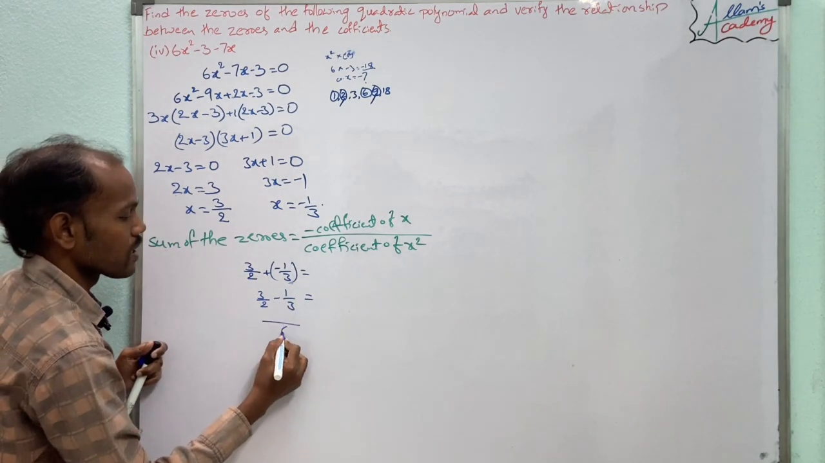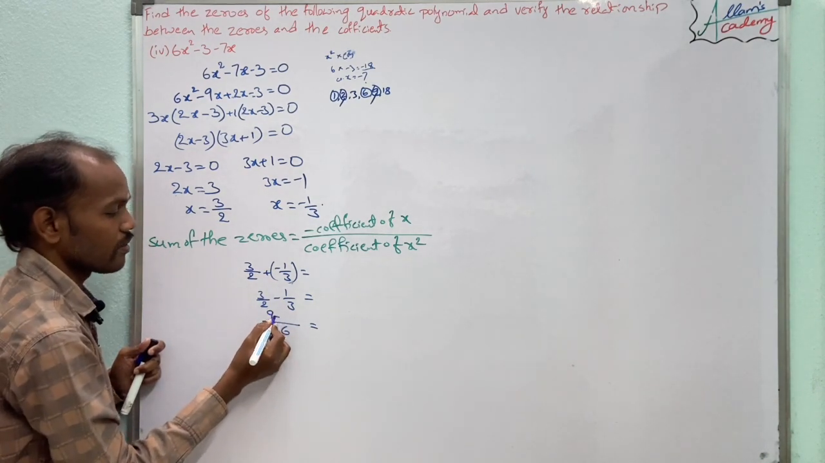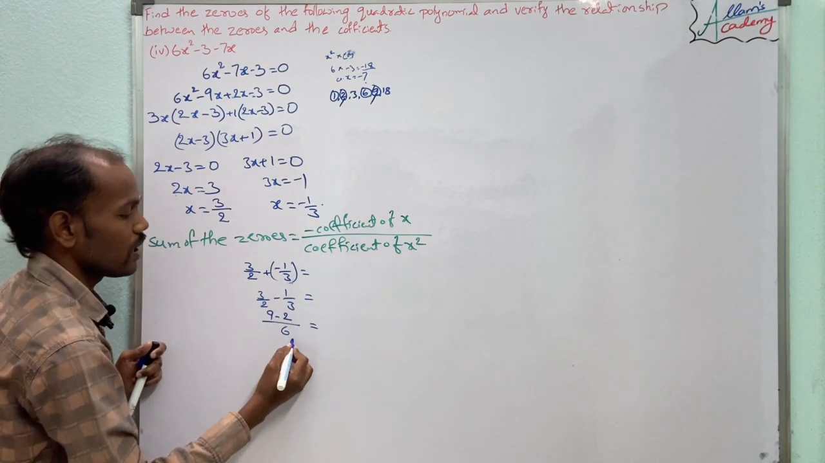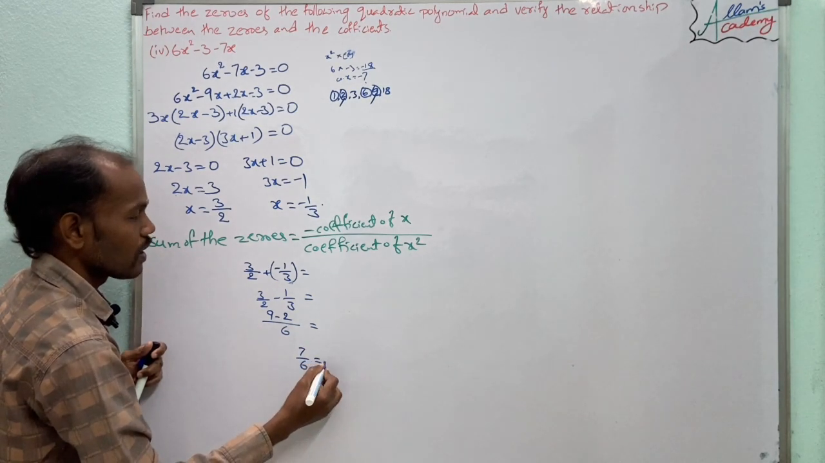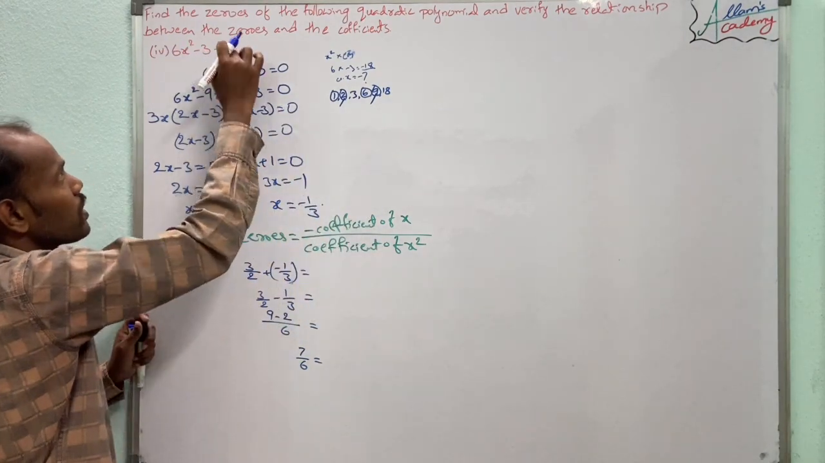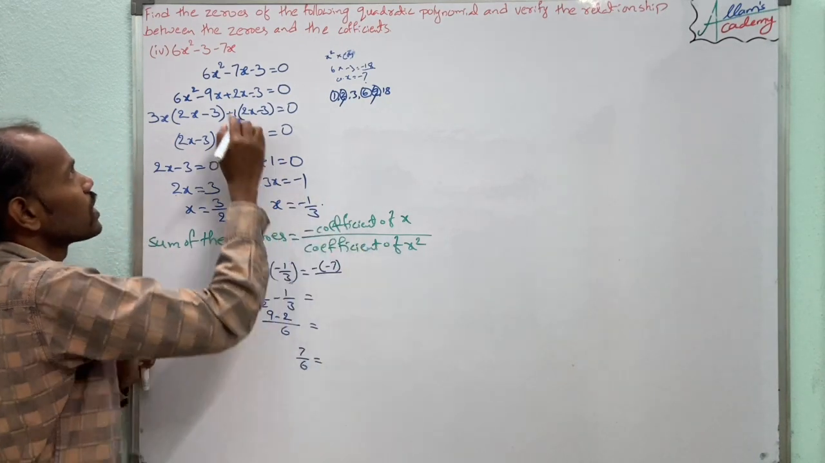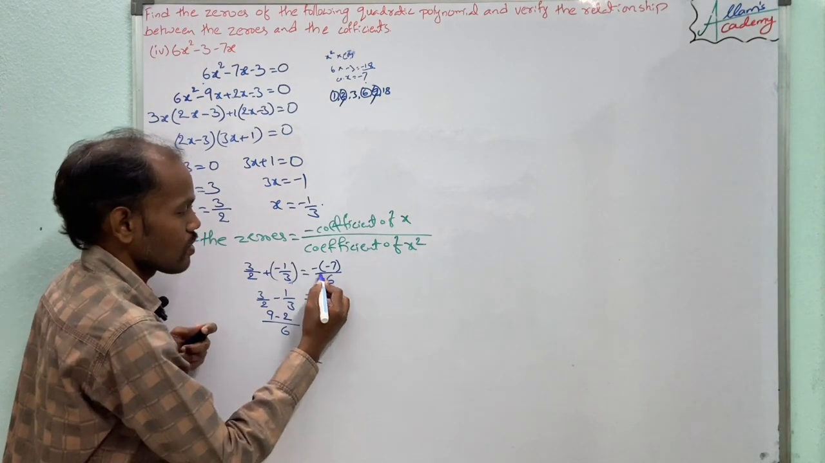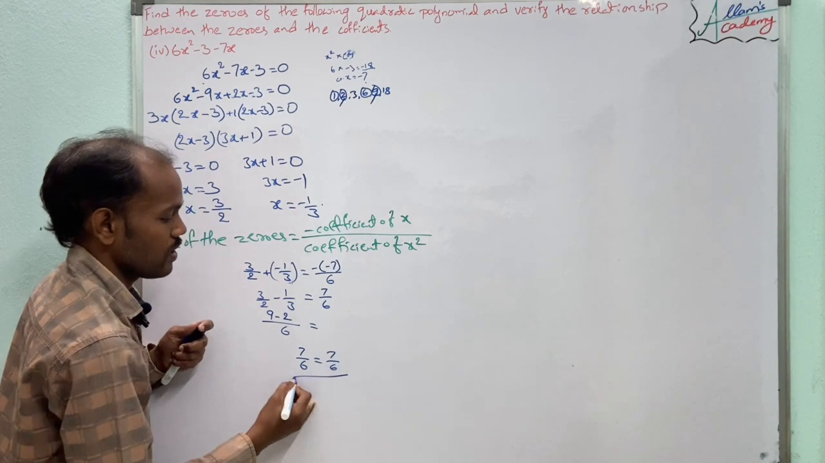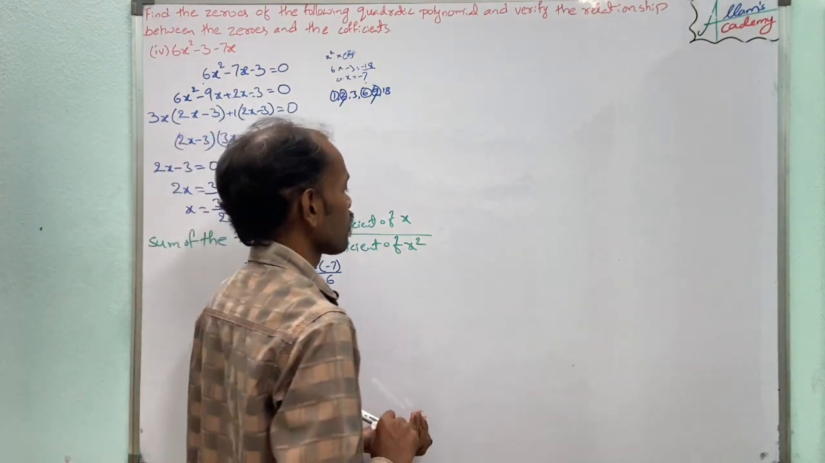The LCM of 2 and 3 is 6. 2 times 3 is 6, so 3 times 3 is 9, and 3 times 2 is 6, so 2 times 1 is 2. 9 minus 2 equals 7. So the sum of the zeros equals 7 by 6. Now the coefficient of x is minus 7, so minus of minus 7 by the coefficient of x square, that is 6. Minus into minus is plus, so we get 7 by 6. So both are equal.